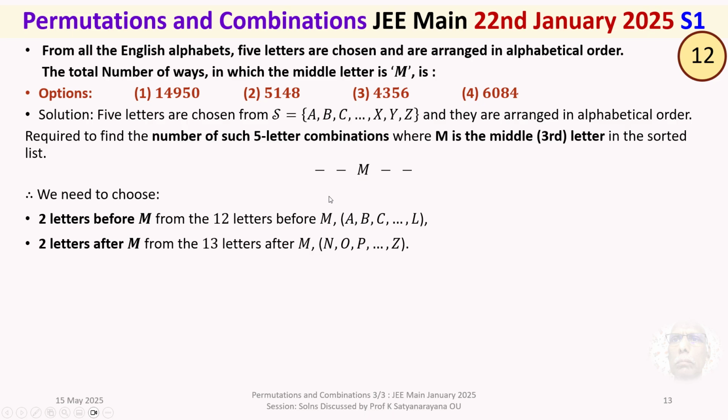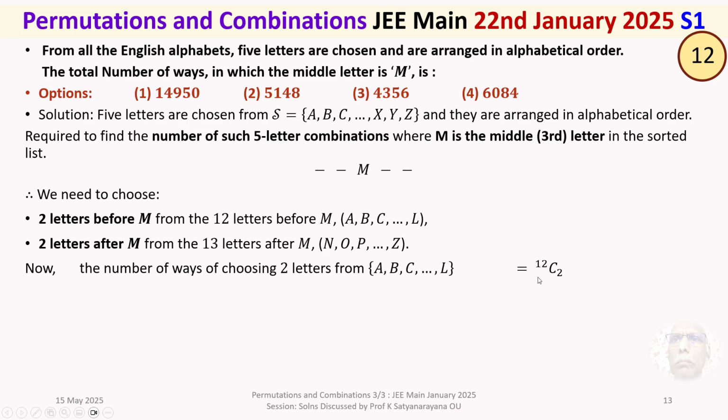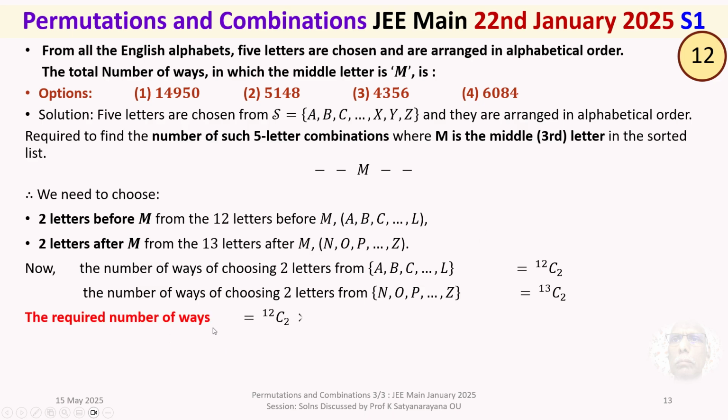Now 2 letters in the first 2 slots can be chosen in 12C2 ways. The next 2 letters can be chosen in 13C2 ways. The number of ways of choosing 2 letters from A, B, C up to L is 12C2. The number of ways of choosing 2 letters from N, O, P up to Z is 13C2. The required number of ways will be 12C2 into 13C2 by the product rule of counting.